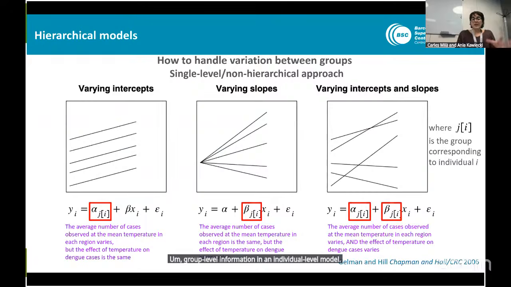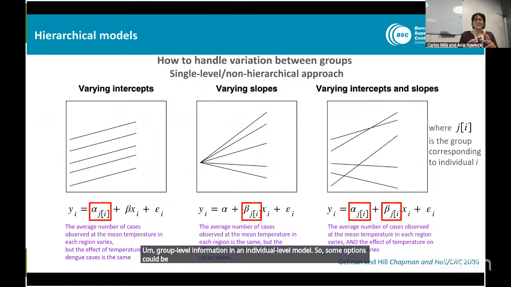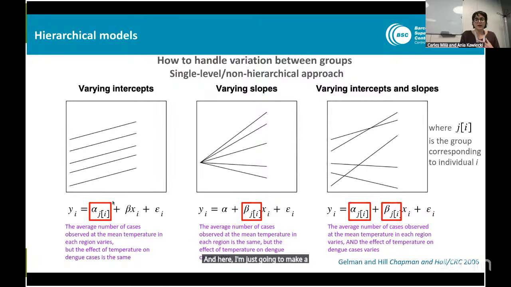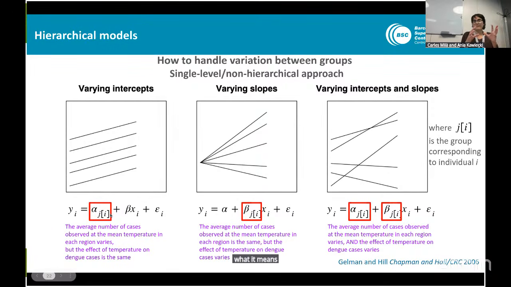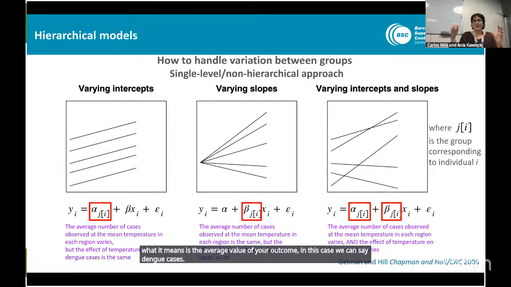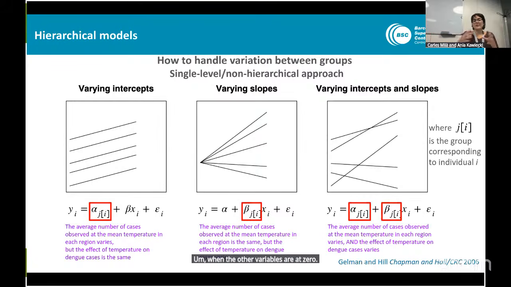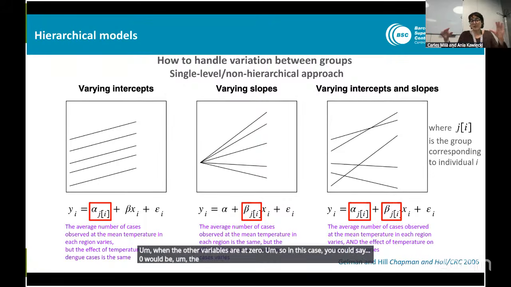So some options could be having an intercept that varies by group or by region in this case. And here I'm just going to make a note that instead of using the beta 0, which was in Carla's notation, I've been using the alpha, but it's the same. It's the same intercept. What it means is the average value of your outcome. In this case, we can say dengue cases when the other variables are at 0. So in this case, you could say 0 would be the average temperature, right? If you were looking at a scaled temperature variable.